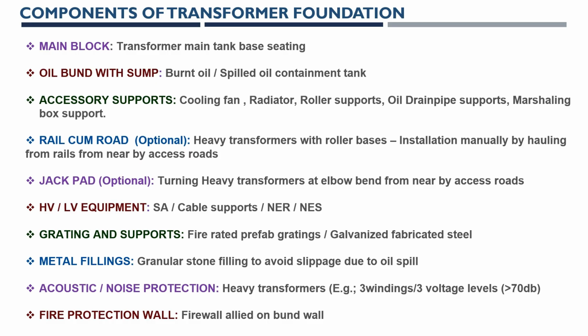Next one is accessory supports. This is for the cooling fan, radiator, roller supports, oil drain pipe supports, and marshalling box supports. So these are for transformer auxiliaries. For that we need some kind of support arrangement to be held on the foundation.